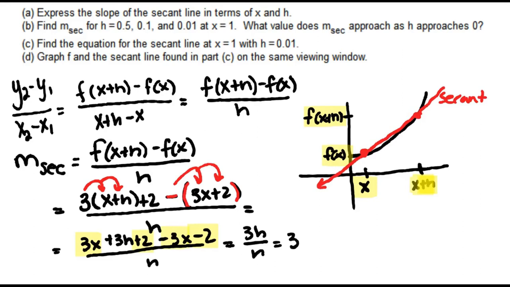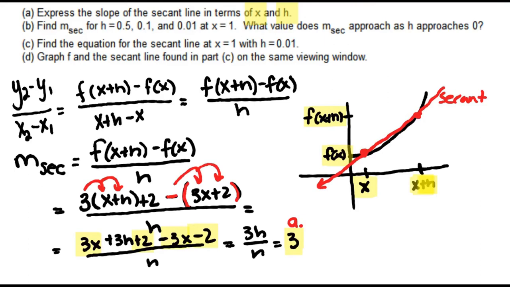Now the reason why the x and the h canceled out in our expression is because our function is a linear function, f of x equals 3x plus 2. If we were to use another function that wasn't a linear function, the slope of our secant line would have the variables x and h in it. So this is the answer for part A. The slope of our secant line in terms of x and h is 3.